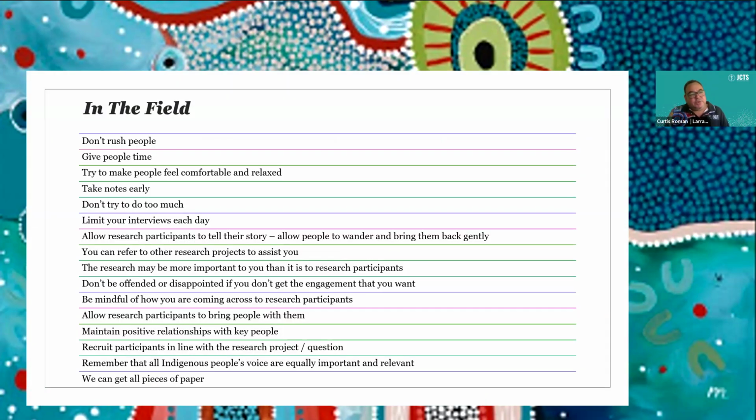In the field, because when you're doing qualitative research, whether it's in a remote community or at a school, in town, you're in the field, it's field work. And these are some important practical things to consider. Don't rush people, because you're not going to get the data that you could get from them. They might not want to return. So give people time. Try to make people feel comfortable and relaxed. And a lot of that comes back to how you introduce yourself, your tone of voice, your body language, facial expressions, all those sorts of things.